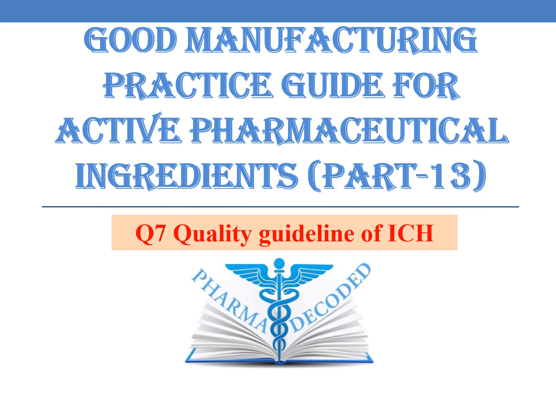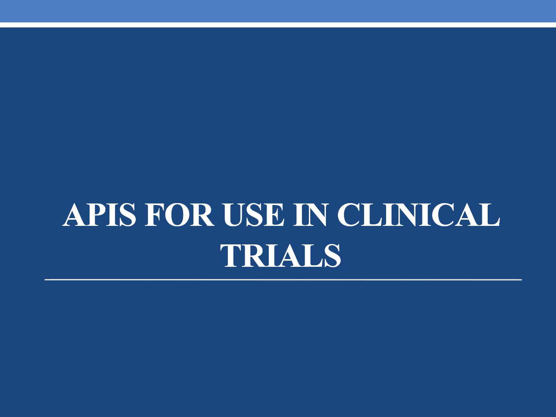Hello everyone, now let us discuss Good Manufacturing Practice Guide for Active Pharmaceutical Ingredients, Part 13. This comes under the Q7 Quality Guideline of ICH. First, we'll be discussing APIs for use in clinical trials.